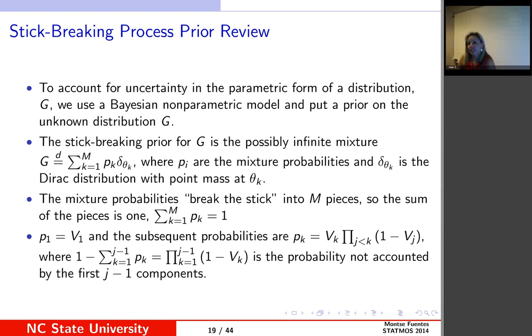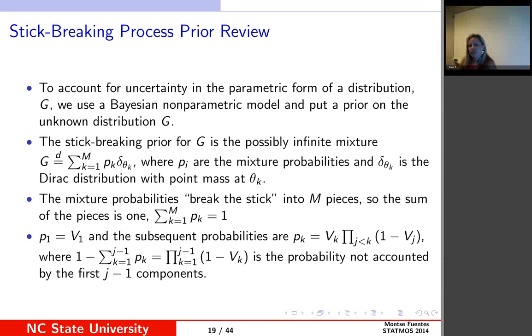So we are going to treat eta as something that is unknown. So we are going to put a distribution, a non-parametric distribution, for eta. And we are going to start with a stick-breaking prior type of approach.